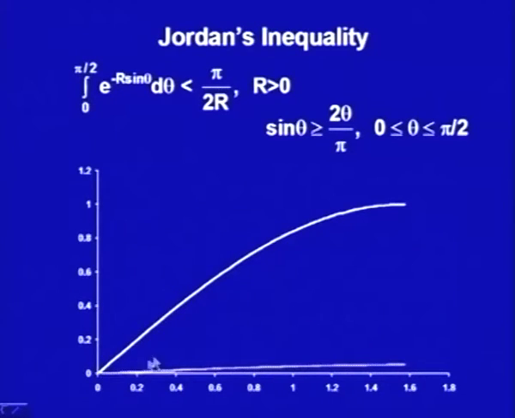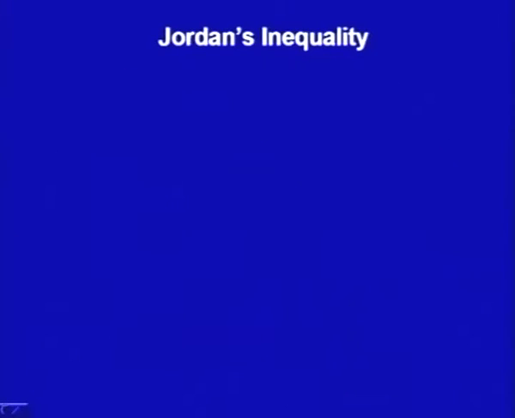Now, we see from here that for the complete range from 0 to pi by 2, this function 2 theta upon pi is lying below the curve sin theta. What are we concluding from here? We are concluding that sin theta would always be greater than or equal to 2 theta upon pi in the range 0 to pi by 2, because at 0 both of them are equal. Now, we will use this to prove Jordan's inequality. We want to prove that the integral from 0 to pi by 2 of e to the power minus r sin theta d theta is less than pi upon 2r for r positive.